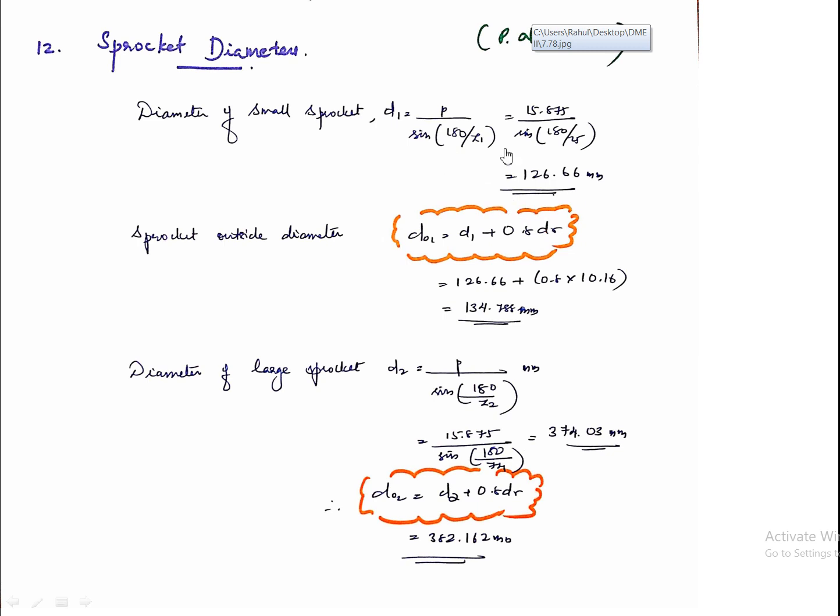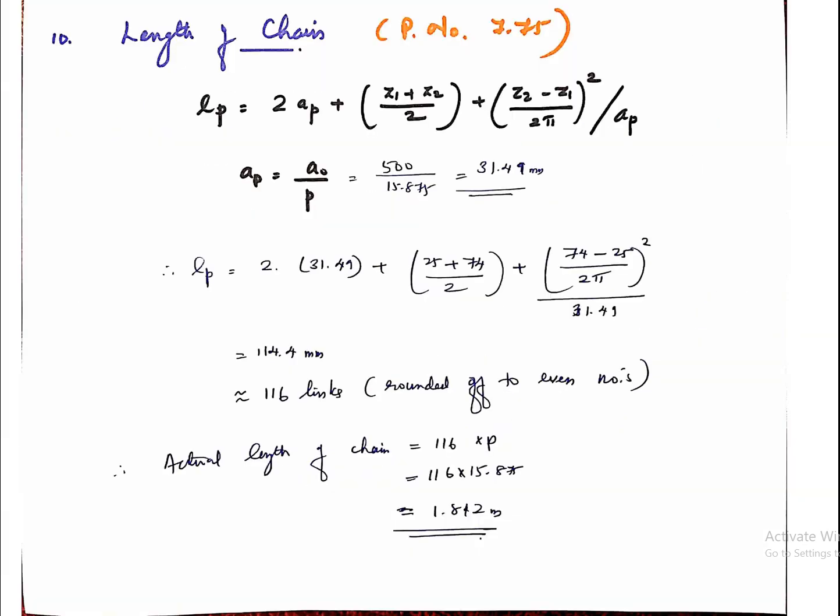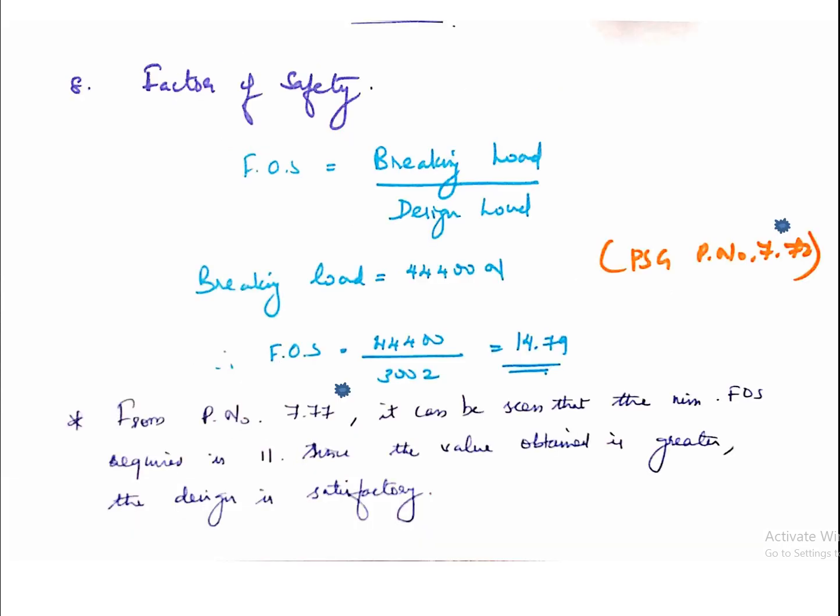Okay, so on substituting those values, you will get the diameter of the small sprocket, diameter of the larger sprocket, and using the final equation you can find the outer diameters as well. Okay, so with this your design procedure is over. So let me revise these complete steps once again quickly.